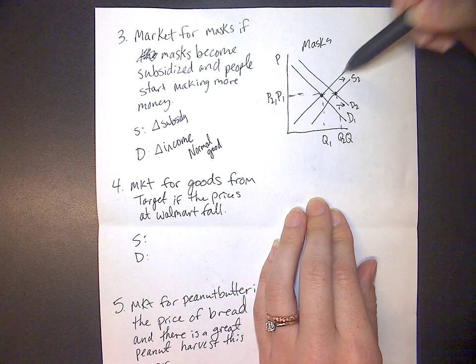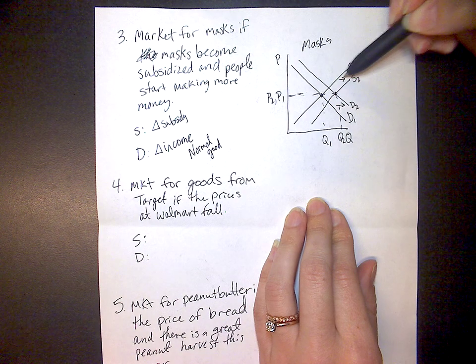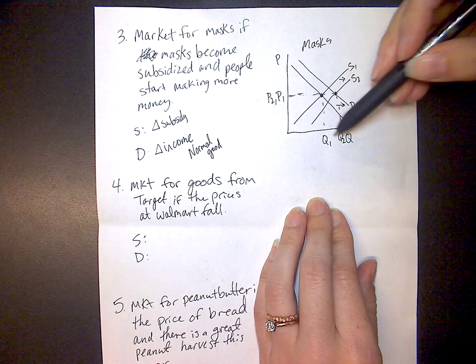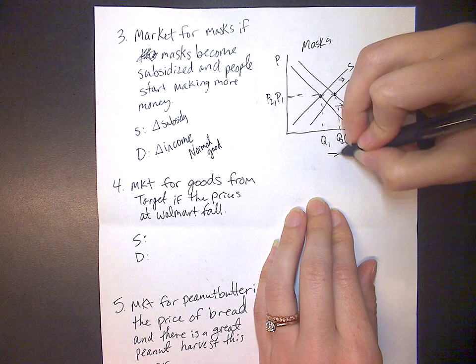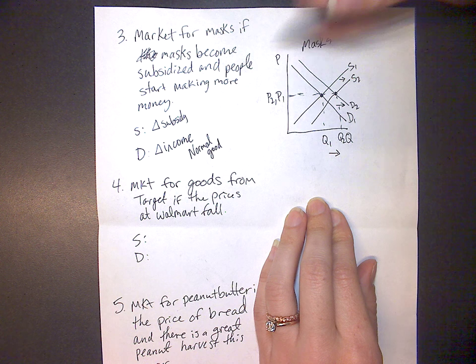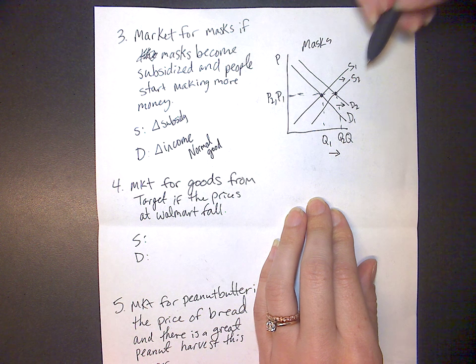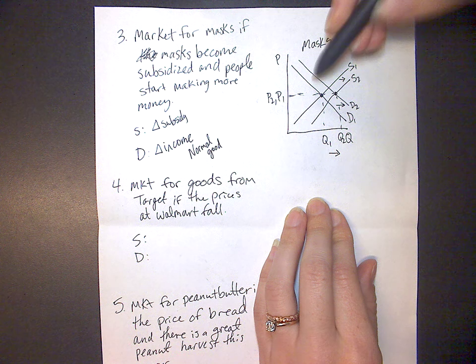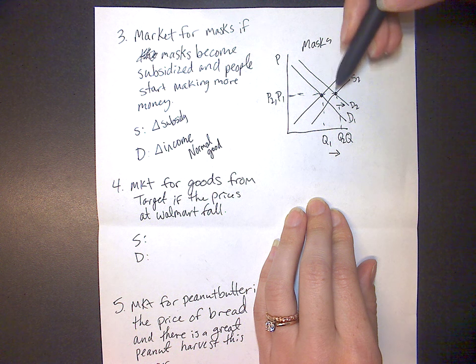So supply shift says it's easier to make masks, increase the quantity, right? Demand shift says people want more masks, increase the quantity. So we're sure quantity goes up. This supply shift, if it's easier to make masks because they're subsidized, would make the price do what? Shout it out. Yeah, it'd make the price go down, right? The sellers are more willing to make it, so the price would go down.